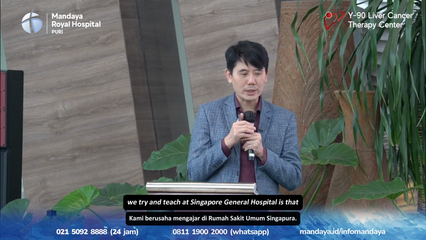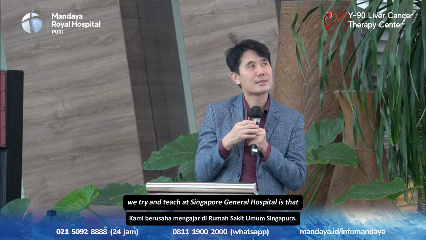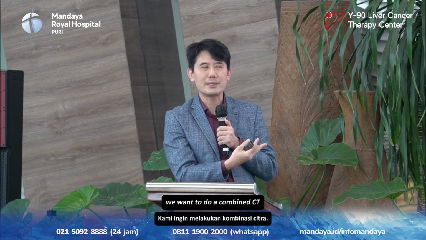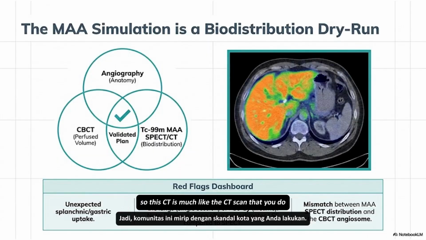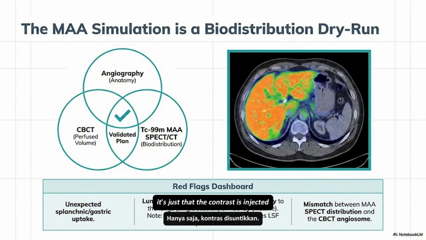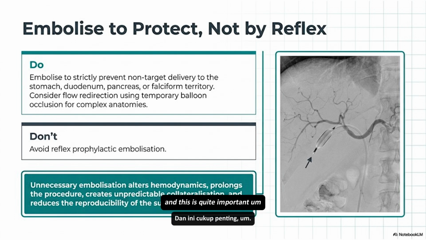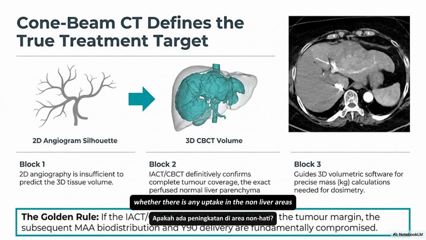Something that we try and teach at Singapore General Hospital is that while we are doing the MAA, where we release the MAA, we want to do a cone beam CT. This cone beam CT is much like the CT scan that you do, it's just that the contrast is injected with the catheter almost within the liver. So this defines the treatment area, and this is quite important, so that we can see whether there is any uptake in the non-liver areas, and we can also see at the end of the day whether our treatment areas match up. If they don't, between the IR and the nuclear medicine physician, there needs to be a discussion.